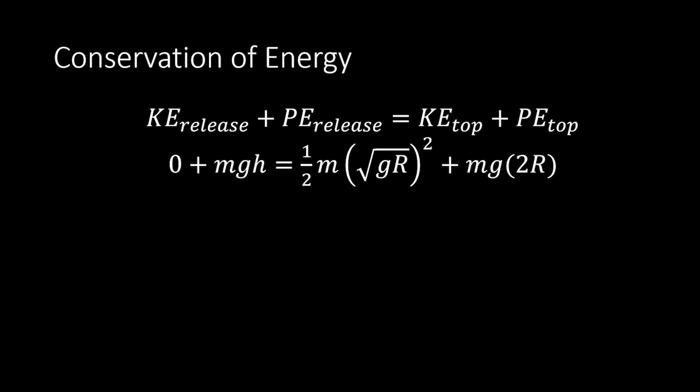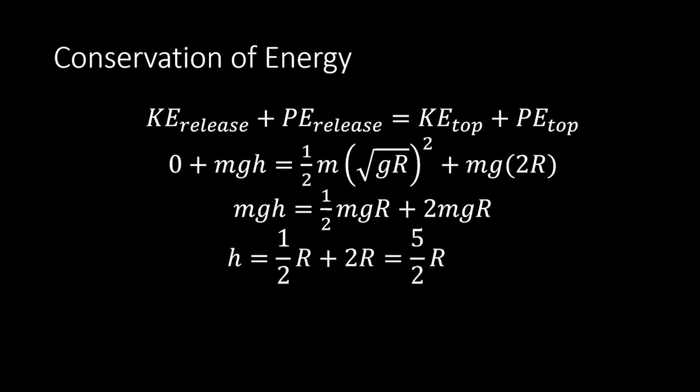And that 2r term comes from twice the radius of the loop, since that is the height when the block is at the top of the loop. As we go ahead and start solving our equations, given what we have, we'll determine that the height that we need to drop the block from in order for it to go around the loop is 5/2 times the radius of that loop.